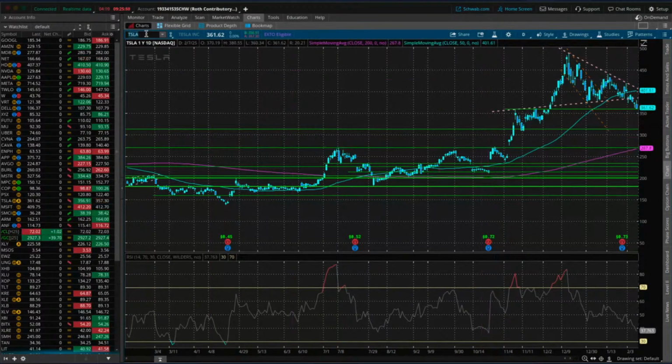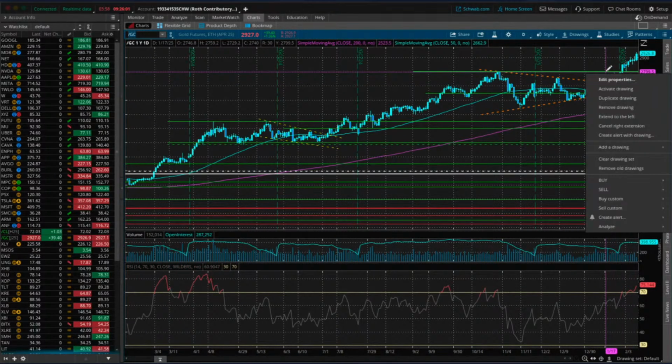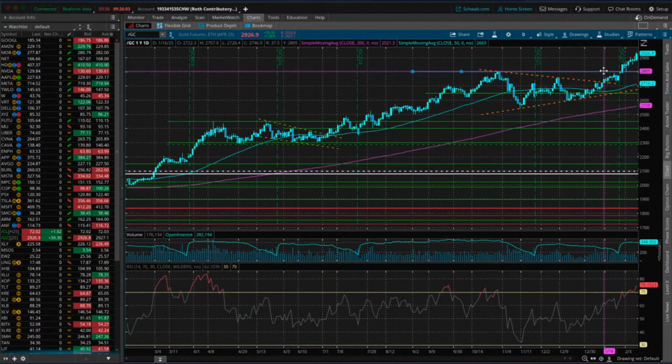Gold keeps doing its thing, right? Remember, I thought maybe 2,900 would give it more fits than it did, but it stalled there for 3 days and just kept on, kept on. So if there's a pullback, we'll kind of watch that 2,800 mark.